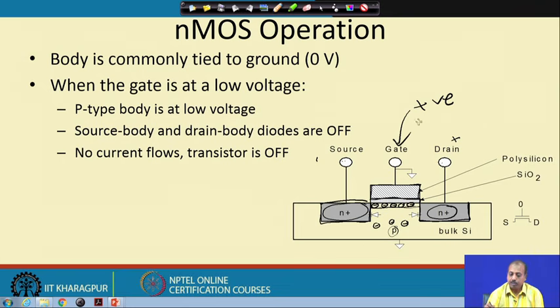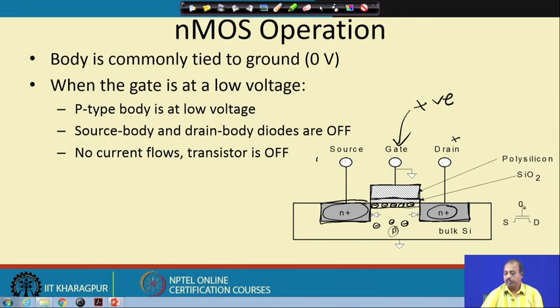So, when I do not apply any gate voltage, this transistor is off, but as we apply some gate voltage, the transistor is on, and if we have a potential difference between drain and source, then the current will flow through the device.